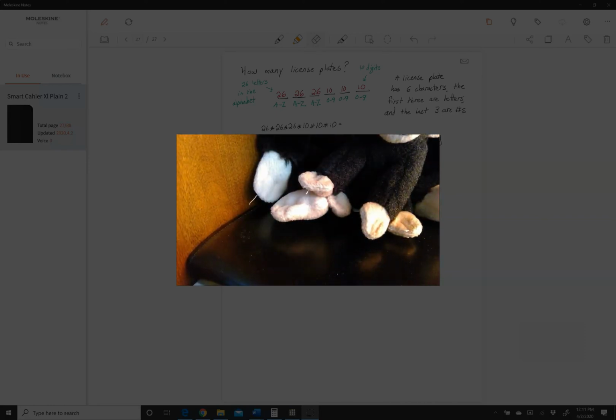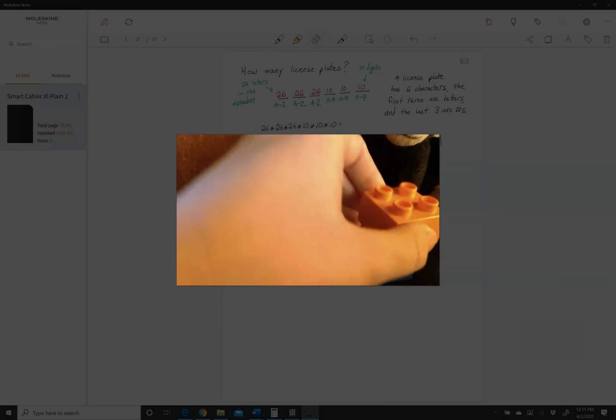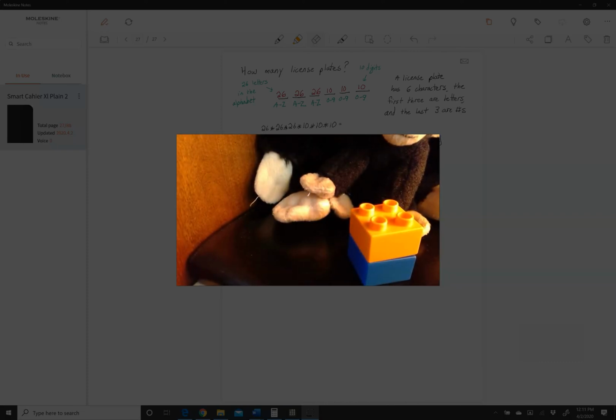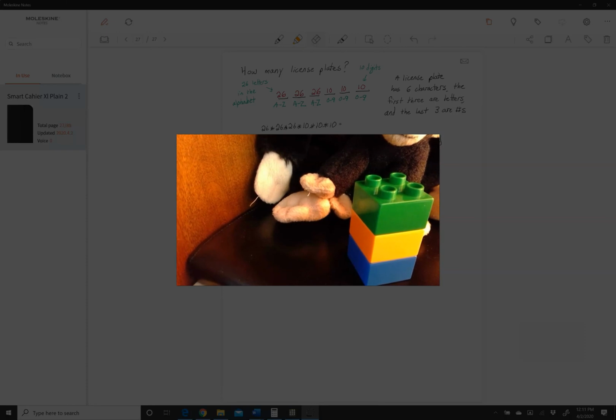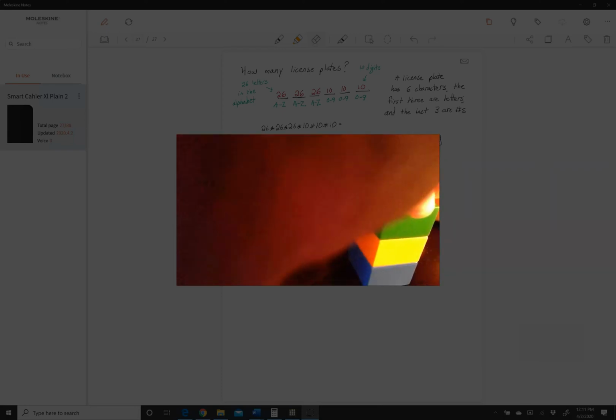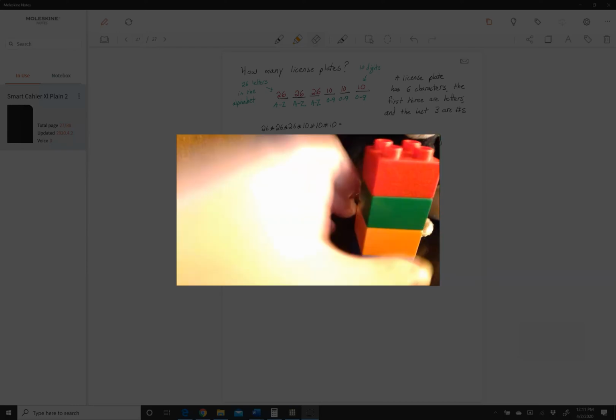When we do this, we start with one Lego. So we might start with the blue, and then we're saying, okay, how many possible Legos could go on top of it? Well, there are three possibilities. There's orange, green, or red. So we put the orange on top and we say, okay, now how many possibilities are there for the next Lego? Well, now there are only two. There's just green or red. How many possibilities are for the last Lego? Well, there's only one possibility. It's got to be red. And here's our tower.